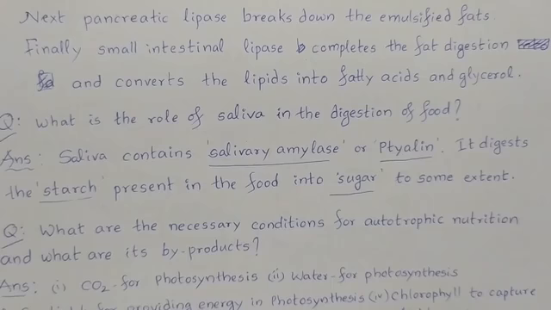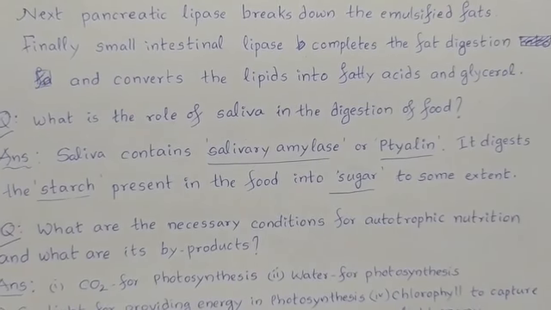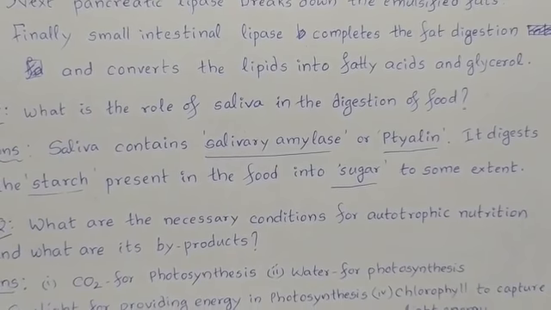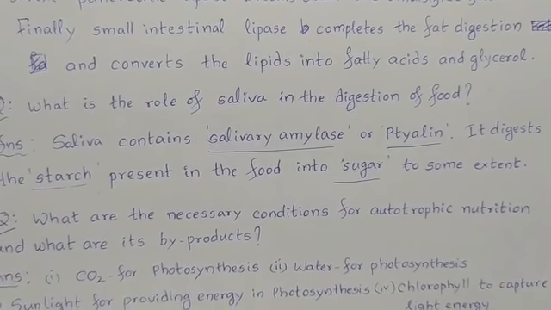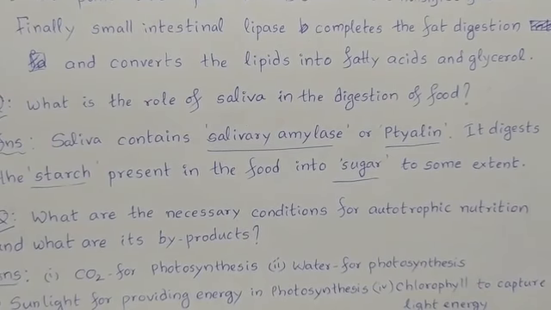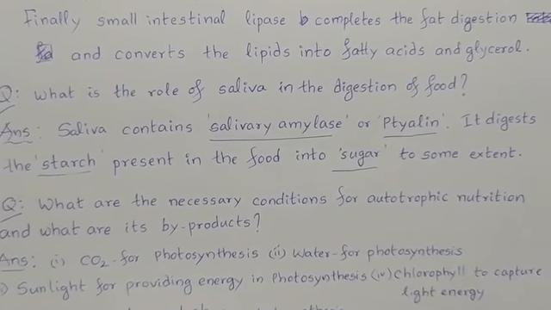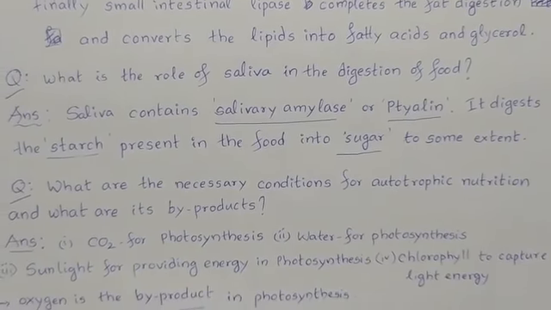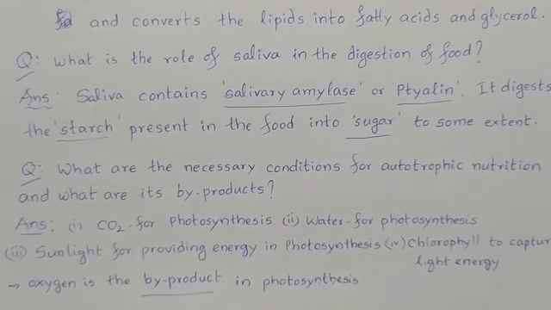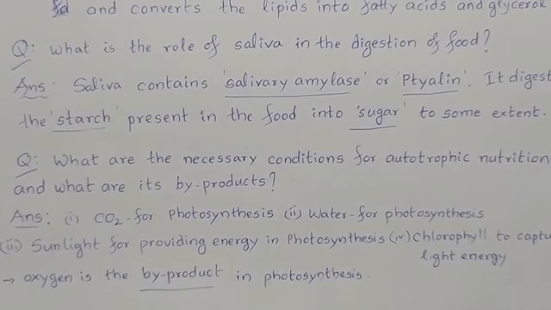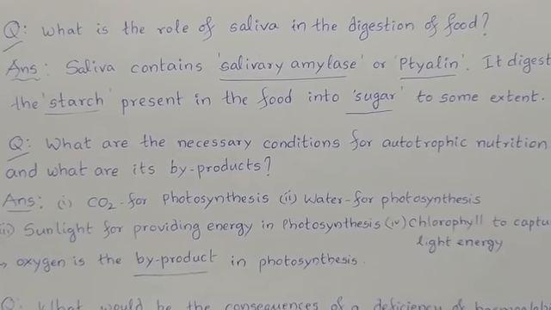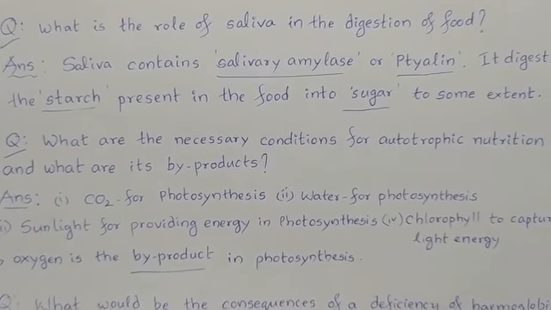This salivary amylase digests the starch into sugar. Where is this starch present in our food? So salivary amylase digests the starch into sugar only up to some extent, not completely. The remaining digestion of the starch will be completed in the small intestine itself.